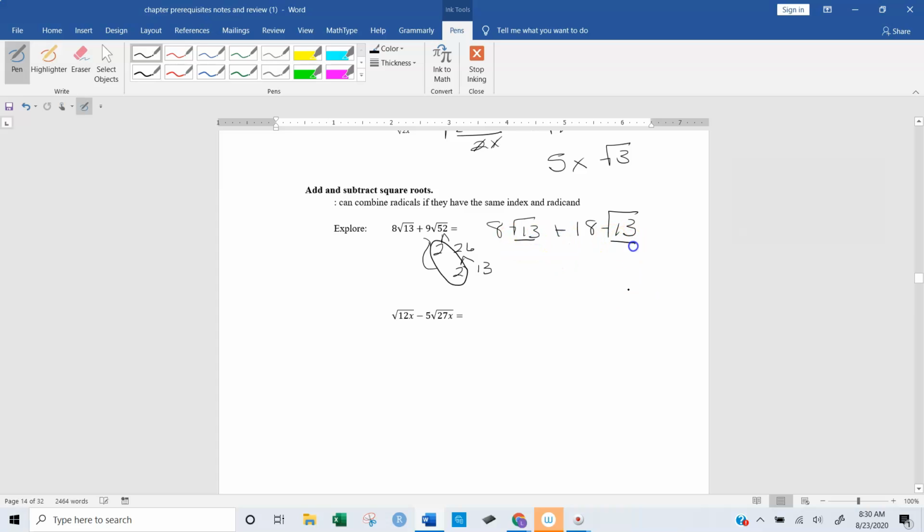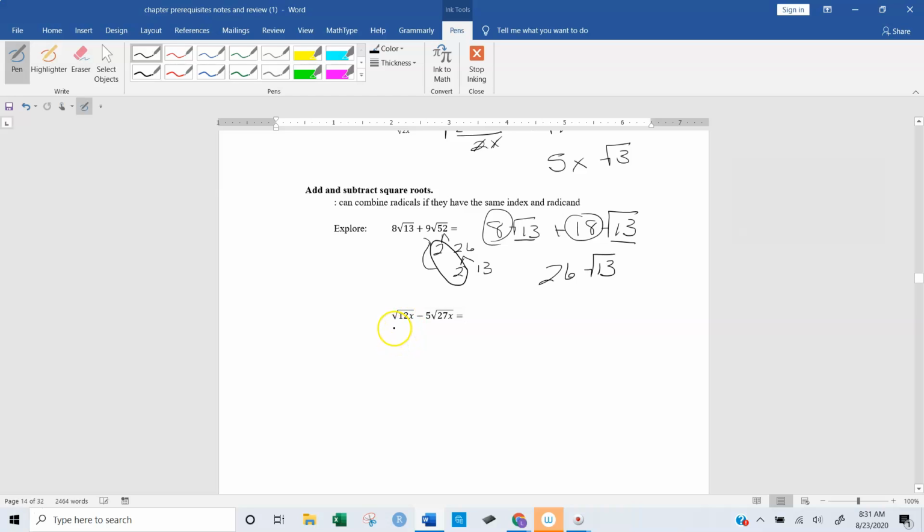Since both of these are square roots of 13, I can combine the 8 and the 18. So I have 8 square roots of 13 plus 18 square roots of 13, which means I have 26 square roots of 13. I can add them because they are the same. Okay, if you didn't get that right, pause and try yours again.